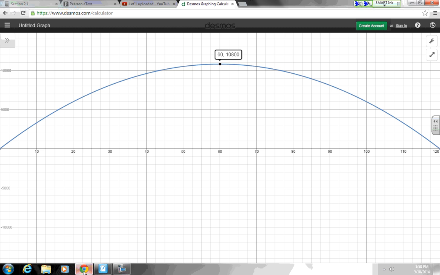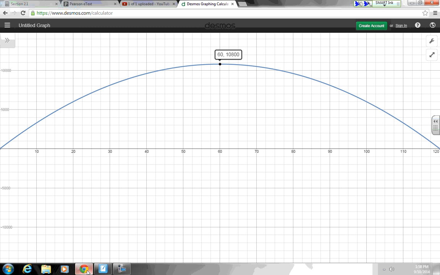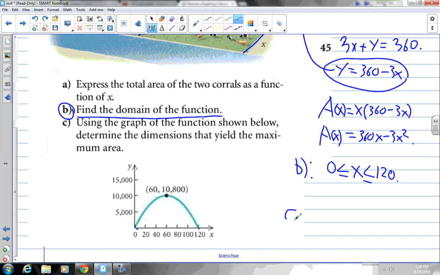So the last question on this problem was, just using the graph, find the dimensions that will give us the maximum area. What do you think, where is the maximum area located on this graph? Without even reading the book. Where is the maximum? The top, right? This is the maximum. So x has to be 60. What is y? Can you tell me what y is if x equals 60? Yeah, so it's 360 minus 3 times x. So that's 180.